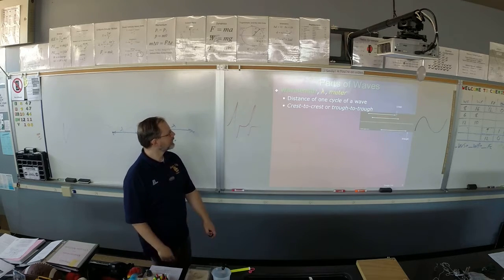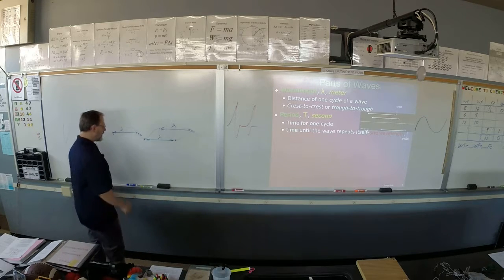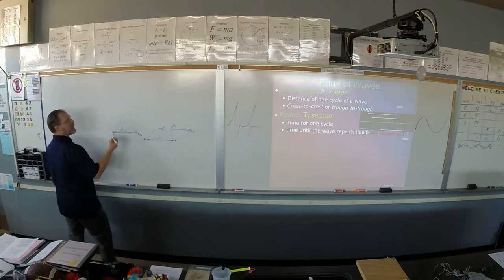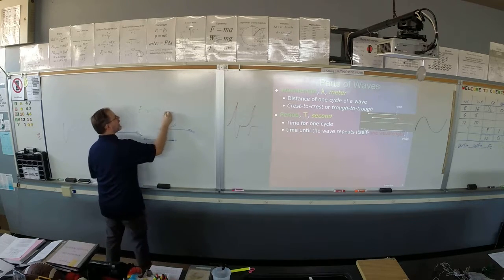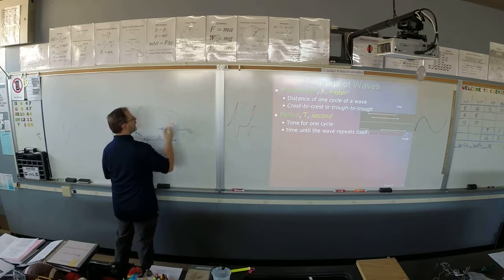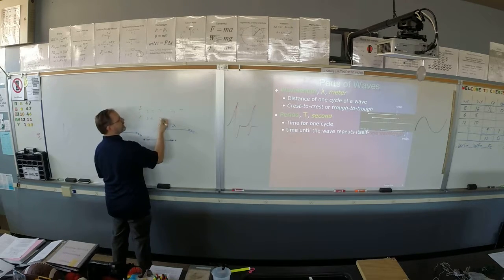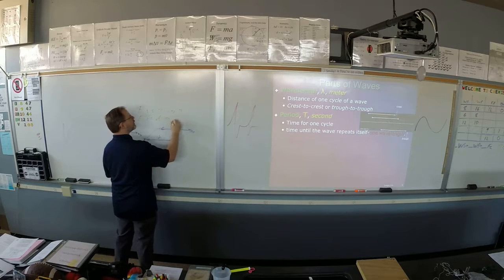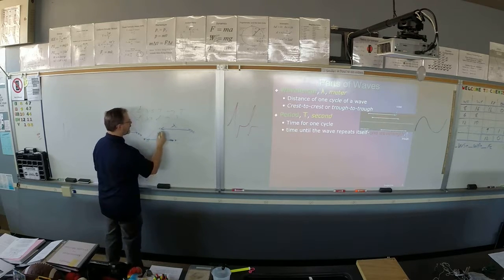Asystole. Okay, period is the time for one cycle. Now, if you are graphing energy versus time, then this lambda is going to be period. If you're graphing energy versus distance, let's say distance, then we have wavelength. So this exact same wave, if we graph it versus time, would be period.